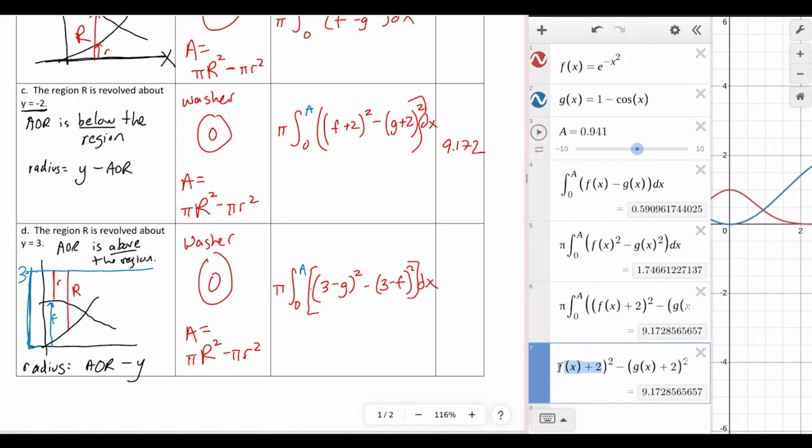So I'm going to have to modify what I've got down here. I want 3 minus g as this first radius, and I want 3 minus f as the second one. So I got 9.392 as that volume.